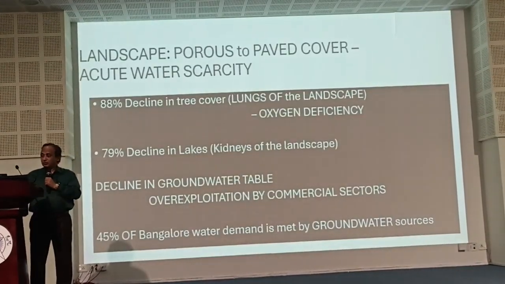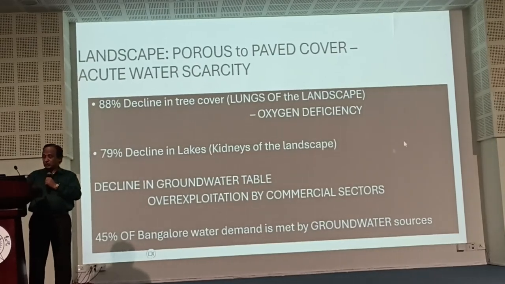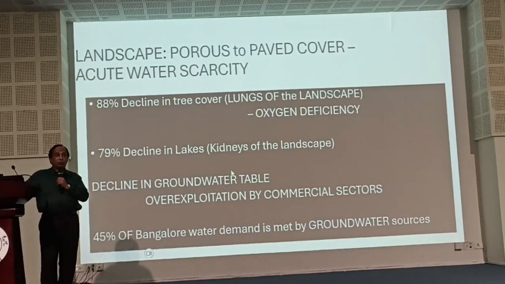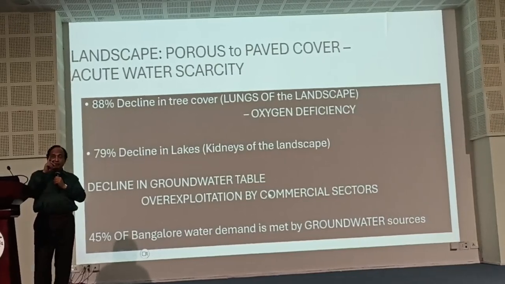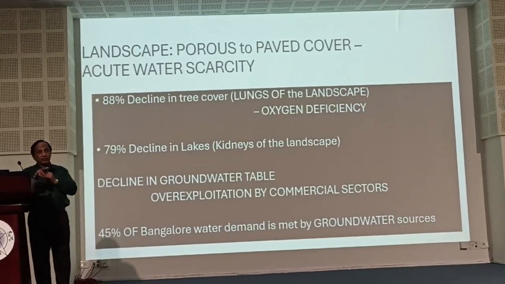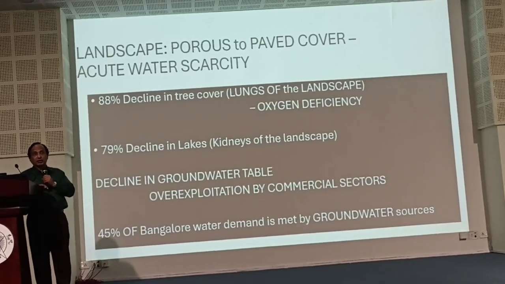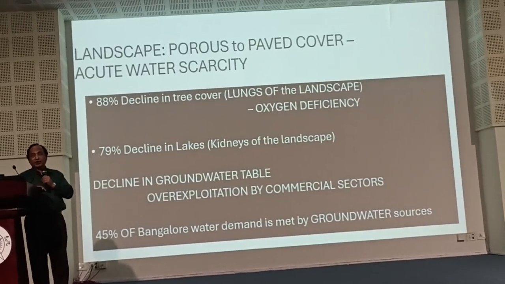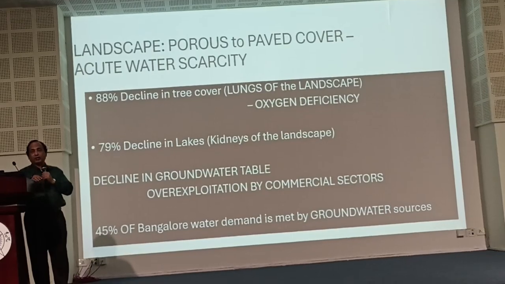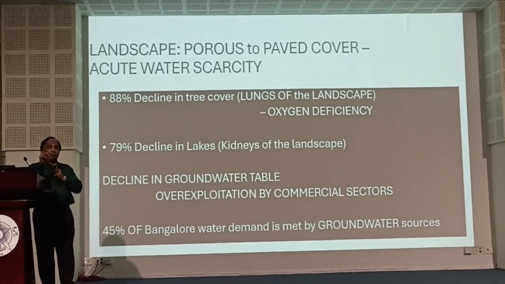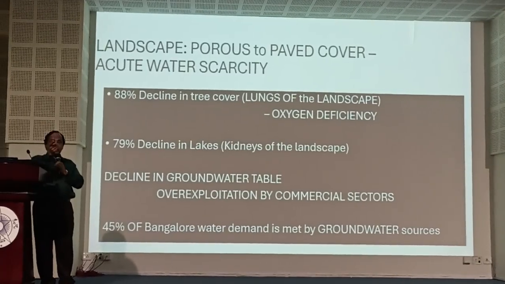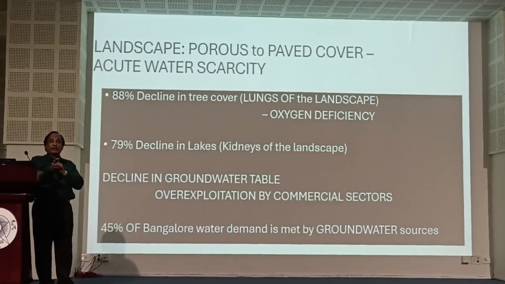Now you understood the implication: because of the removal of water bodies, we have groundwater table decline. 45% of the water demand for Bangalore is met from groundwater resources. Maintaining the quality of groundwater is important, and the quantity is also important. To sustain water in the ground, you need a porous landscape. That means when it rains, percolation happens.